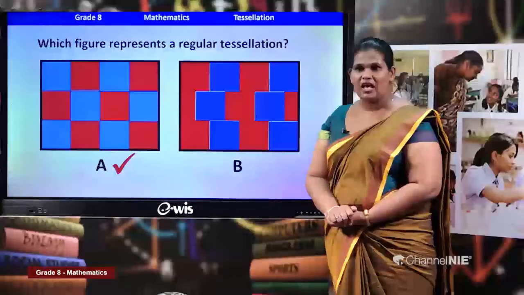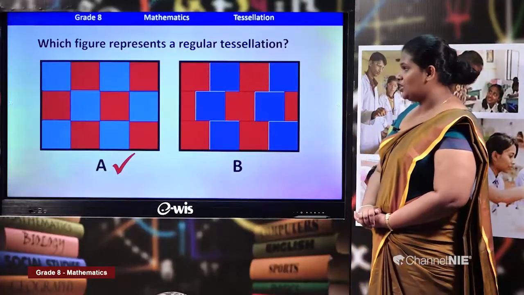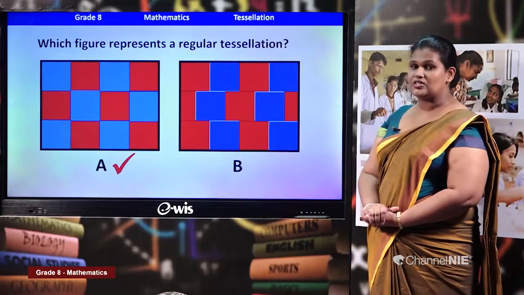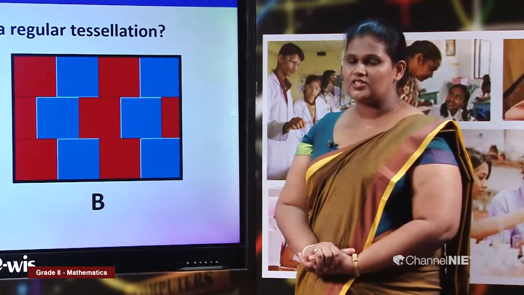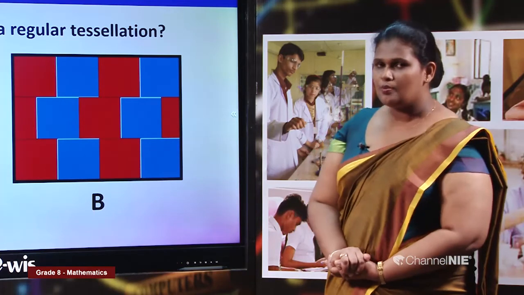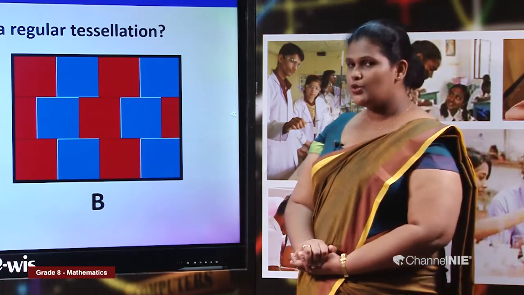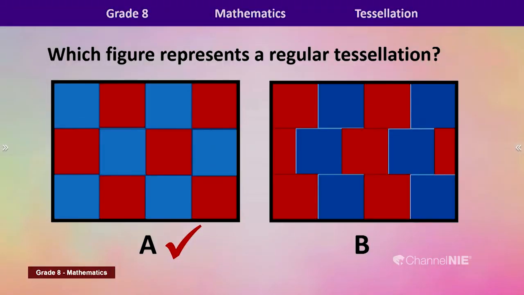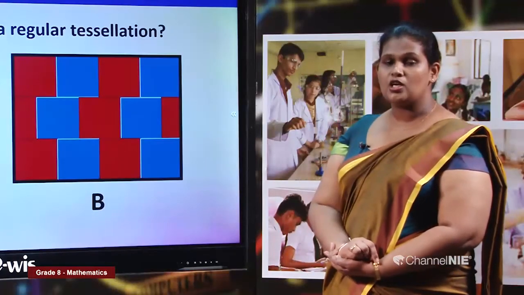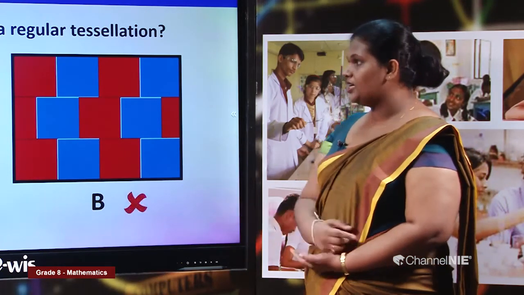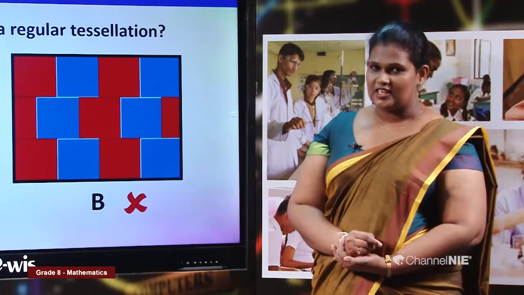Right. Now, we will have a look at figure B. What can you say about that? That tessellation also consists of regular polygons. It consists of squares. But can you observe a vertex point there? No. The vertex of one polygon sits on the side of another polygon. Therefore, we can't notice a vertex point. That means it cannot be a regular tessellation.